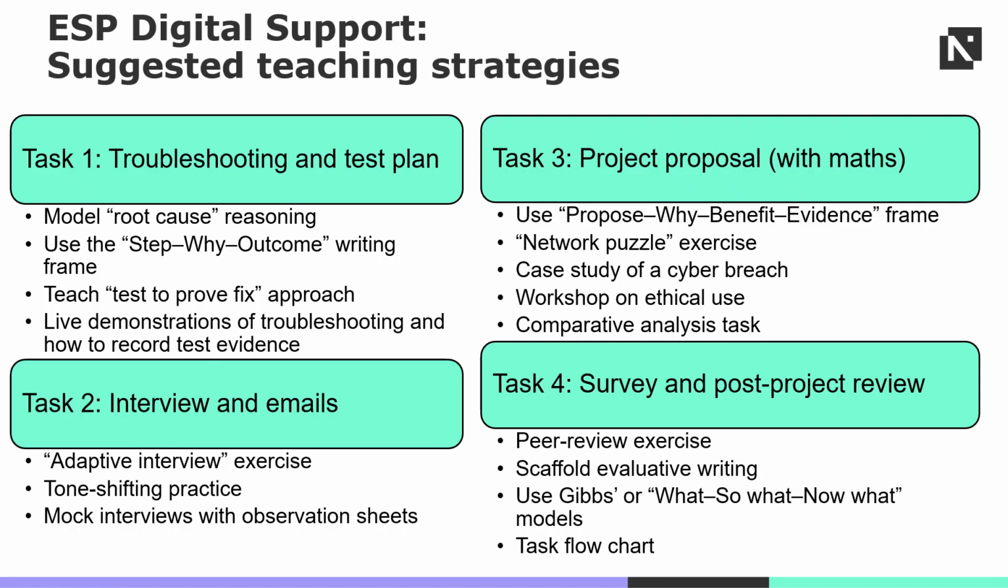And then for task 4, the survey and post-project review. Do a peer review exercise where students design satisfaction surveys and swap them to identify missing questions or unclear wording. You could scaffold evaluative writing, so model the difference using what happened versus why it mattered type prompts. You could use Gibbs or a what, so what, now what model for students to evaluate a past IT project or a classroom task, focusing on improvement areas. And then you could use a task flow chart where students would map the purpose of each ESP task and how they connect to each other and how task 3 therefore connects to the task 4 evaluation.